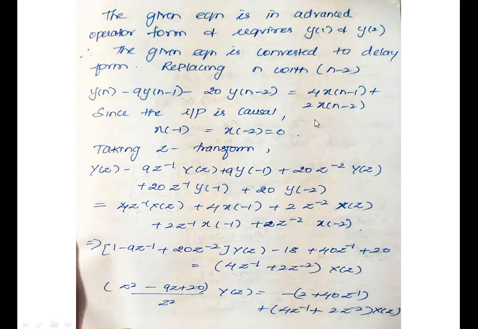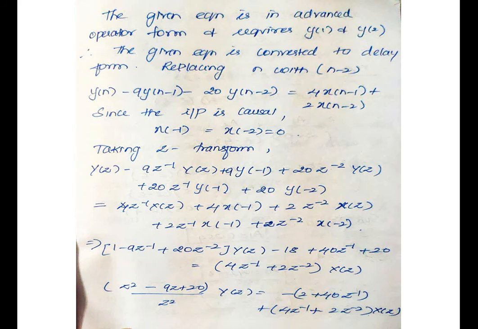So let's solve the other side of the equation. We have 4x of n minus 1, right? So this on Z transform will give you 4z inverse X of z plus 4x of minus 1. Then we have 2x of n minus 2 in the equation. So this on Z transform will give you 2z inverse X of z plus 2z inverse x of minus 1 plus 2x of minus 2. So we have got it in Z transform format.